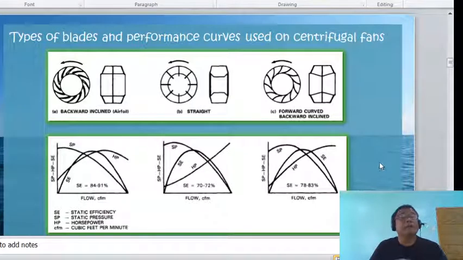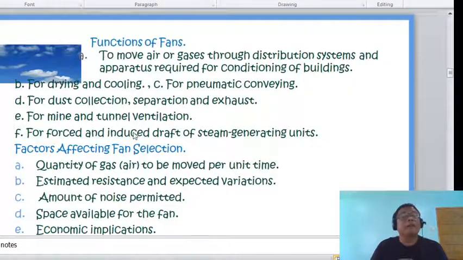So we have here the types of blades and performance curves. So backward inclined, we have the straight, forward curve, and then at the bottom, of course, the CFM versus the power diagram. So the function of fans is to move air or gases through distribution systems and apparatus required for conditioning of buildings, for drying and cooling, for pneumatic conveying, and dust collection. This was already mentioned a while ago.